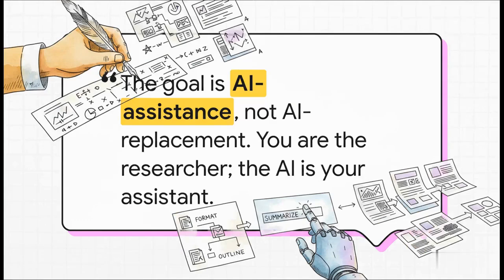And really, this all boils down to one core message. The goal here is AI assistance, not AI replacement. You are the expert. You are the researcher. The AI is an incredibly powerful assistant that can handle all the tedious work. But that human-in-the-loop standard, it is absolutely non-negotiable.